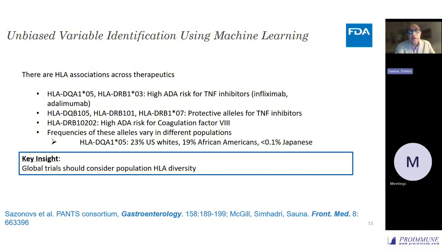And because the composition of HLA alleles in different populations varies so drastically, it is, again, in my personal view, important that global trials should consider HLA diversity, because if you pick a population where some of these HLAs occur at very, very low frequencies, you're likely to miss some of the risks associated with a particular protein.